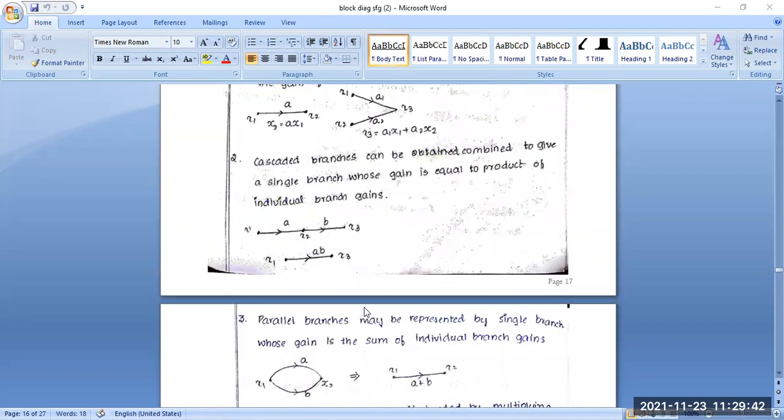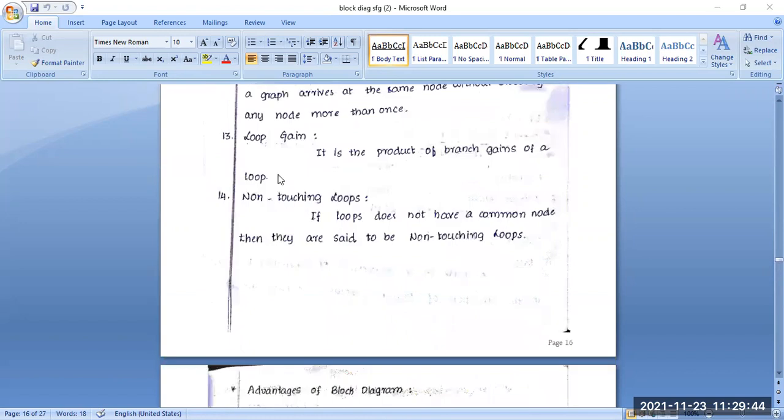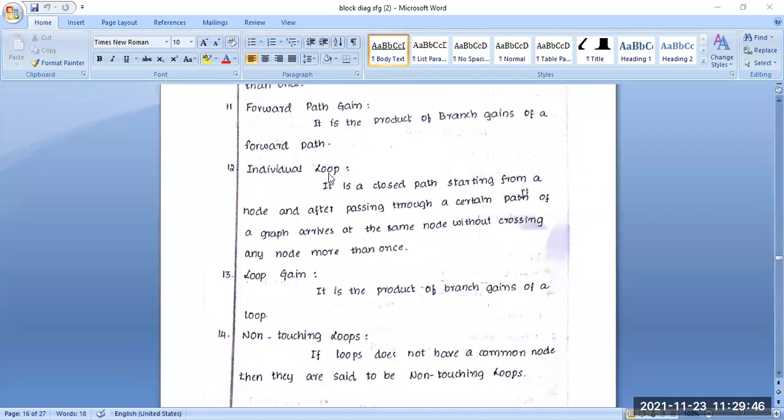Okay, so remember this, all of you. This is an individual loop. It is a closed path starting from a node, and after passing through a certain path of a graph arrives at the same node without crossing any node more than once. So this is called the individual loops.